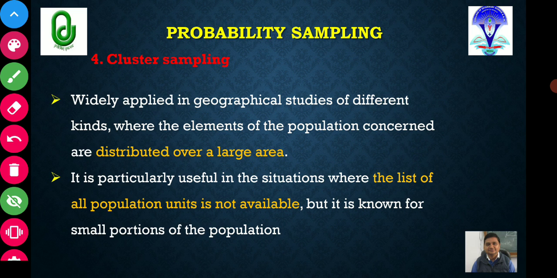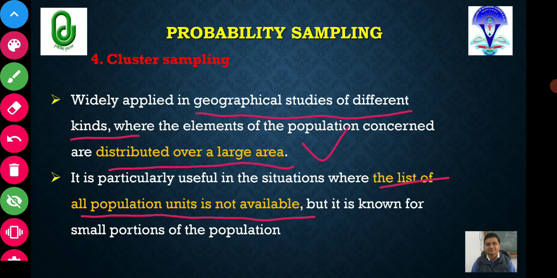Now it is widely applicable in geographical studies of different kinds where the distribution is over a very large area. It is particularly useful in situations where the list of all the population units is not available. When you don't have information on all the members of the population, but it is known for a small portion of the population, then we make clusters and randomly select the clusters.